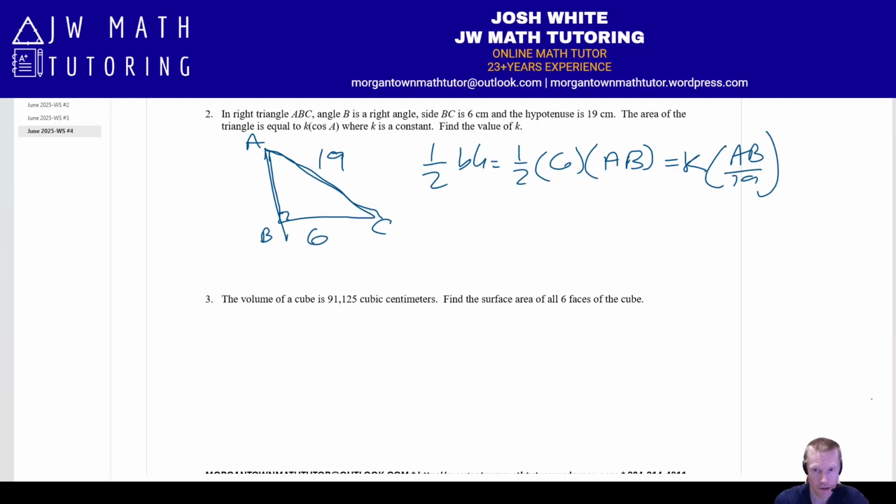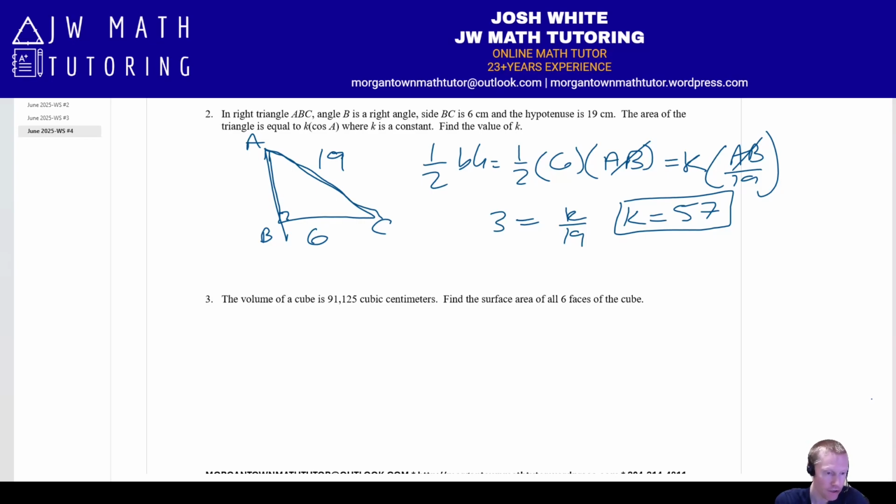Now what happens is the AB's cancel out. 1/2 times 6 is 3, so we get 3 equals k over 19. Just multiply both sides by 19, and k turns out to be 57. So that's the correct answer. That's what you would type in or fill in.